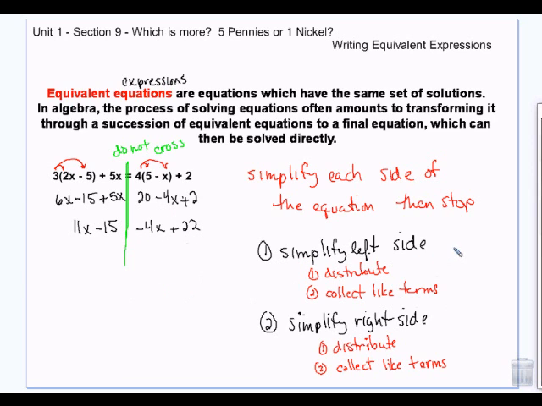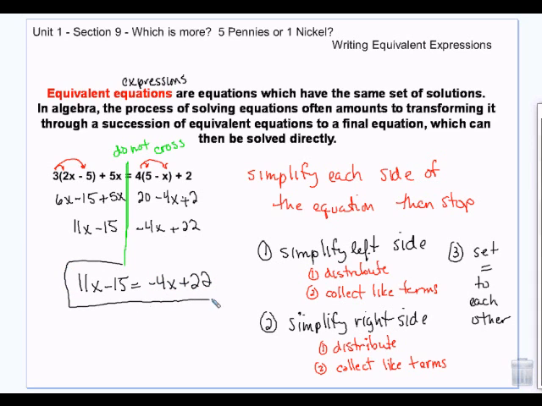So my third step is just to set them equal to each other. So 11x minus 15 equals negative 4x plus 22. And be done for now. Later we'll finish them and we'll solve them, but for right now we're not solving, we're just writing equivalent expressions. Okay, and that's important. There's a difference here.